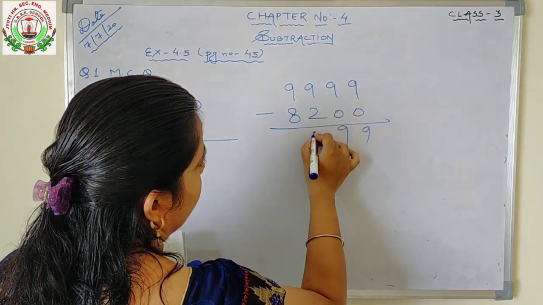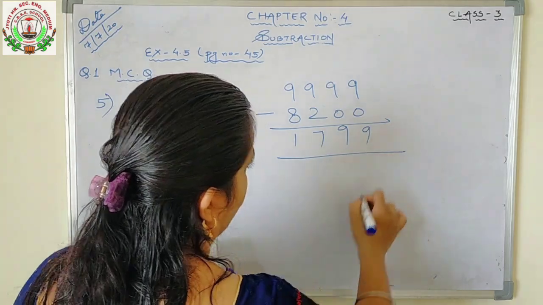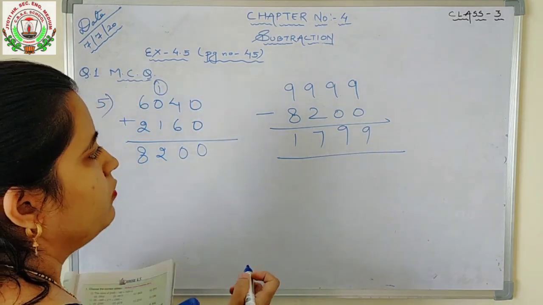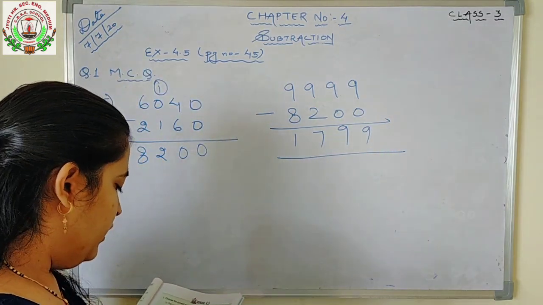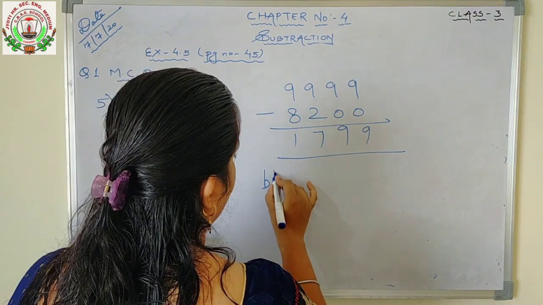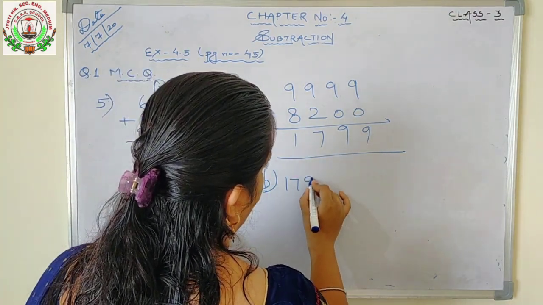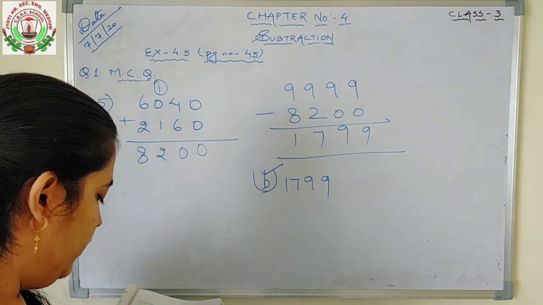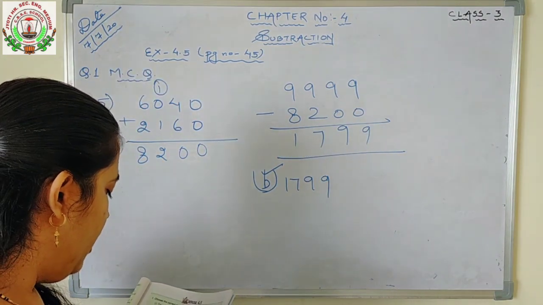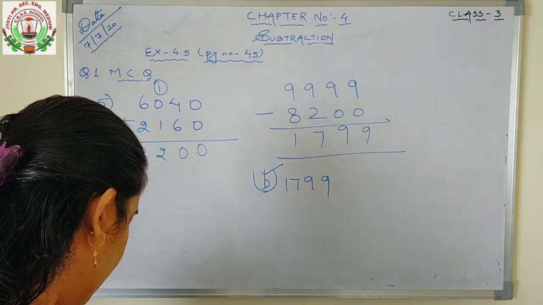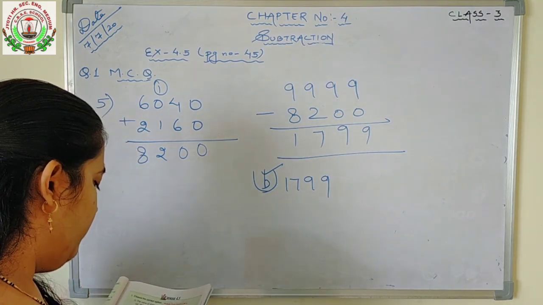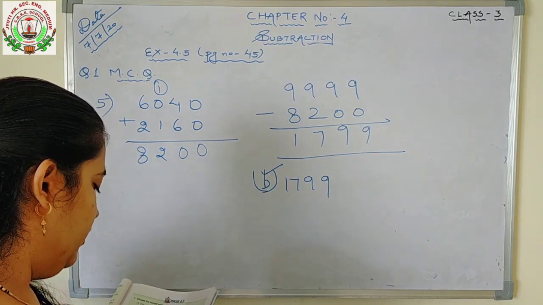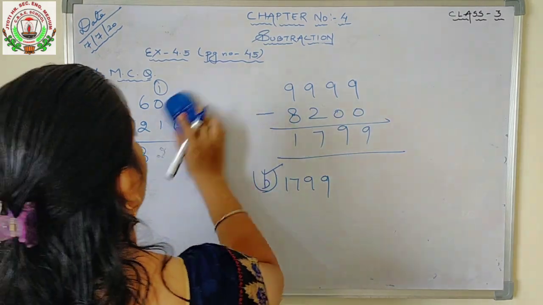So what we got, we have to find the answer. 9 minus 2 is 7, 9 minus 8 is 1. So what answer we got? 1799. This is given in option number B. 1799 is option number B. So you have to tick that option. Okay. Now number 6. A number given is 5100. Let's solve.